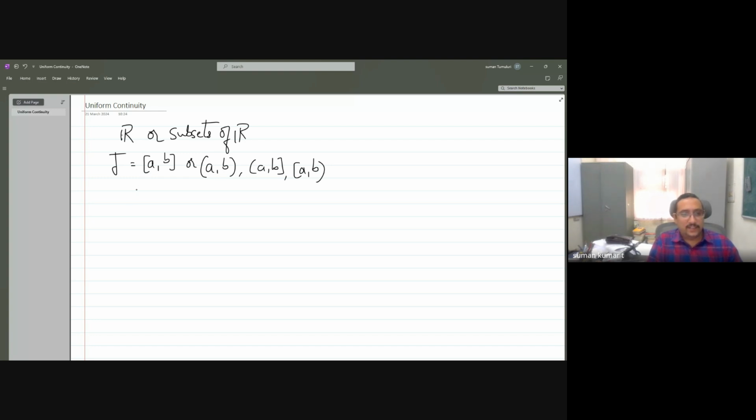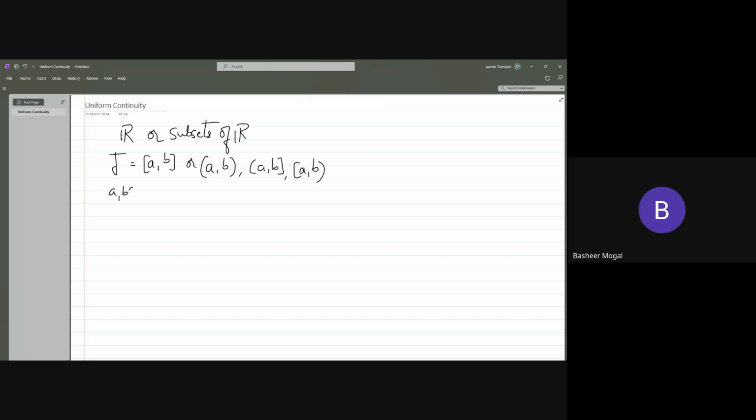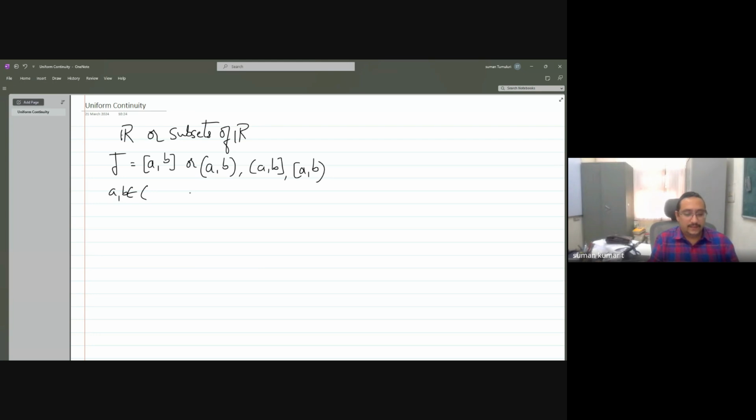And then what are these a and b? Here a and b are any numbers, including infinity. By the way, infinity is not a real number, but I hope you understand what I mean when I say closed zero, open infinity, or open zero, open infinity. In that sense, I'm saying it. Fine. So let me first recall what a continuous function is.